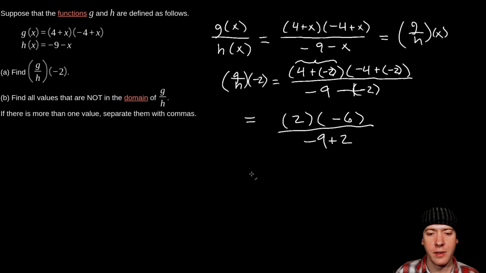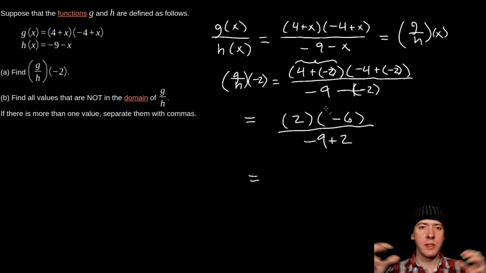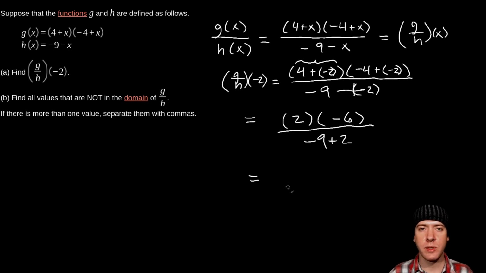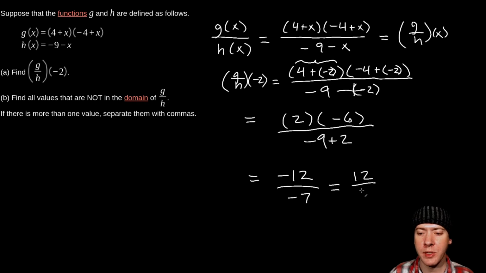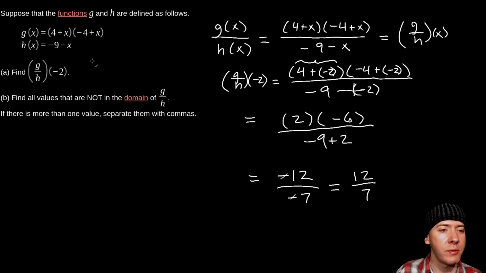All right. Now in our next step, let's multiply these numbers on the top, right? Because these two parentheses are written right next to each other, that means multiplication. So 2 times negative 6 is negative 12. What do we have on the bottom? Negative 9 plus 2 is negative 7, right? So this is equal to positive 12 over 7, or these two negative signs can cancel out. So that's our answer for part A, 12 over 7.